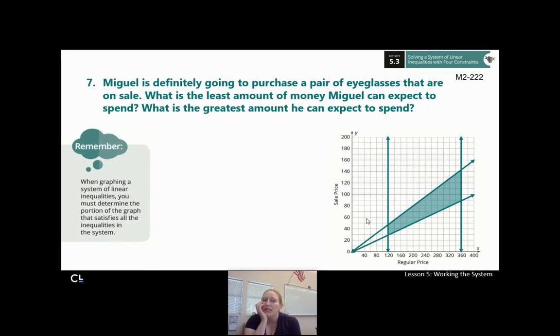So Miguel is looking at this, and Miguel is definitely going to purchase a pair of eyeglasses that are on sale. Good call, Miguel. What is the least amount of money Miguel can expect to spend, and what's the greatest amount he can expect to spend? Go ahead and, again, use the graph to help you out, hit pause and work it out, and hit play when you're ready to check your work.